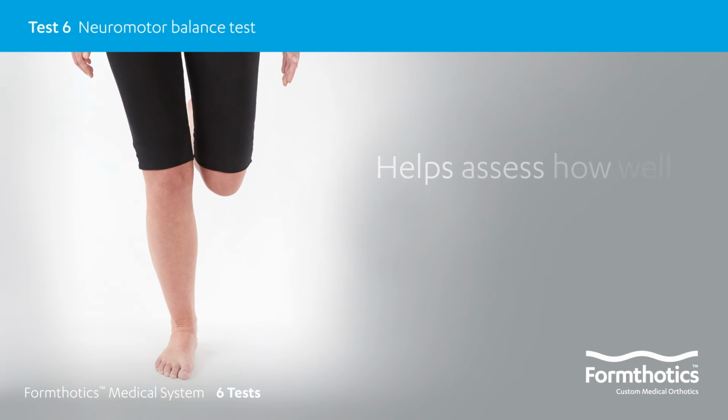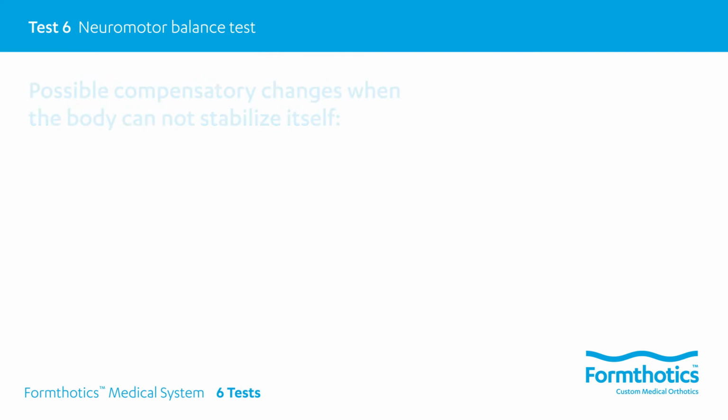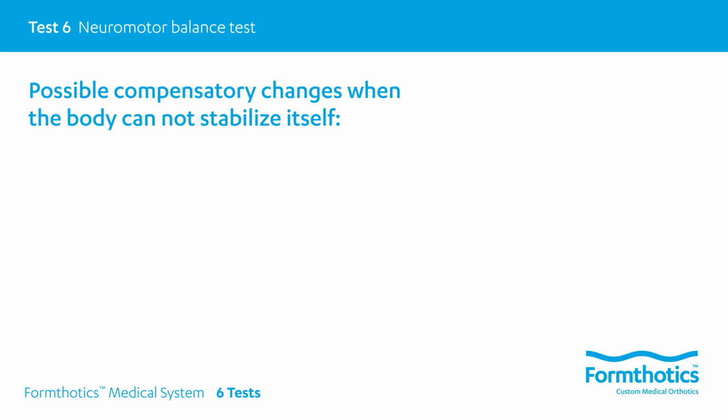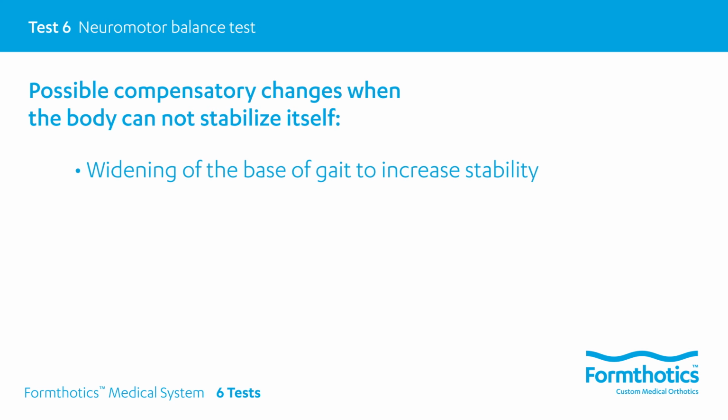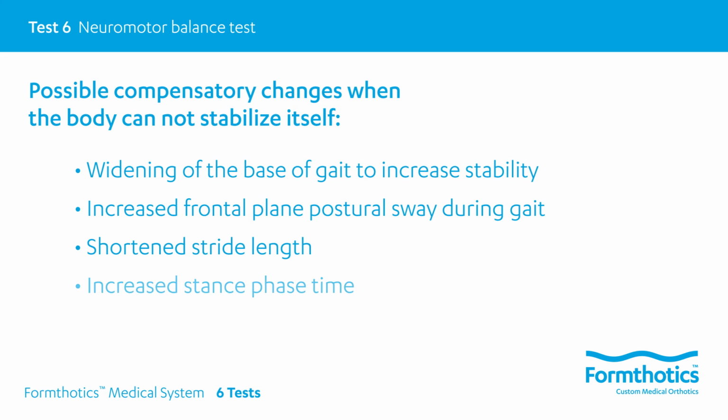Neuromotor balance helps to assess how well the body's systems maintain a stable, upright position. Inability for the body to stabilize itself will often lead to compensatory changes to function and gait. Examples could be a widening of the base of gait to increase stability, increased frontal plane posture sway during gait, shortened stride length, increased stance phase time, delayed heel lift, etc.